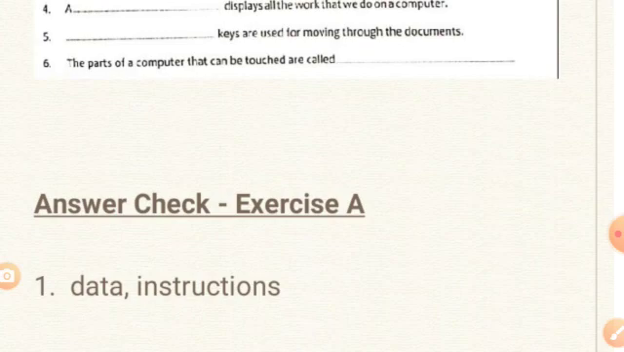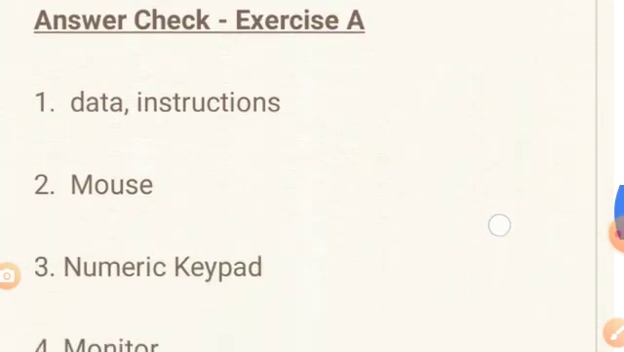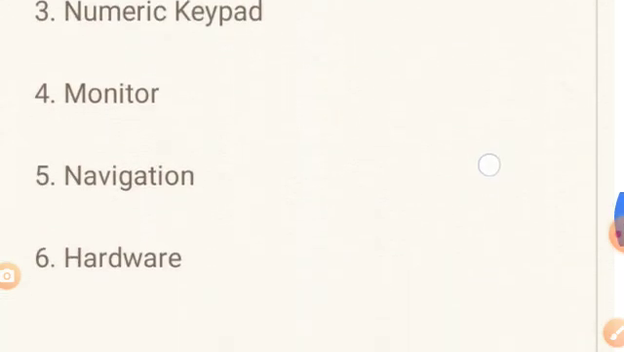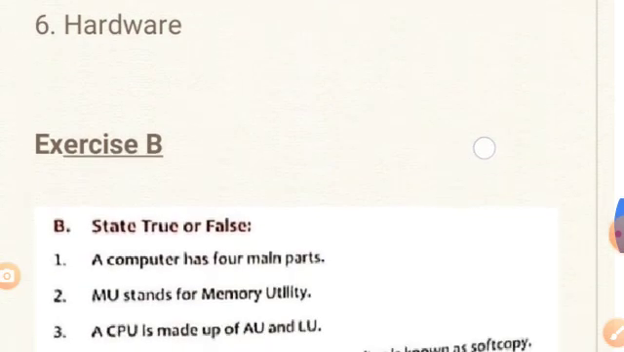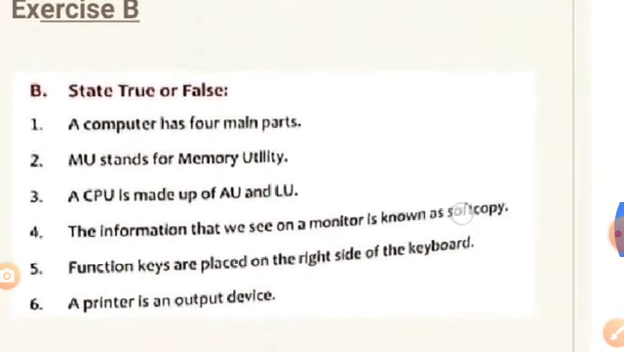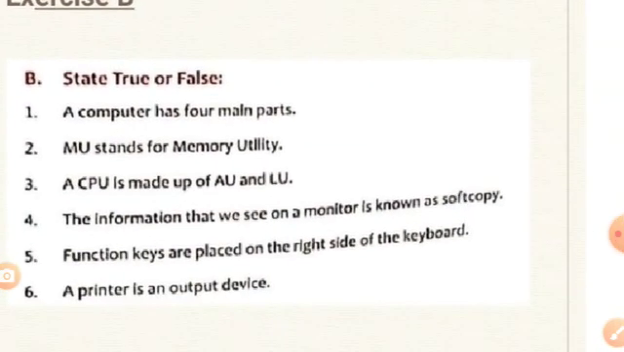Number 6, the parts of a computer that can be touched are called, yes, I know you know the answer, hardware. So now let's do exercise number B. It's a true or false question. State true or false. Question 1. A computer has 4 main parts. Is it true?